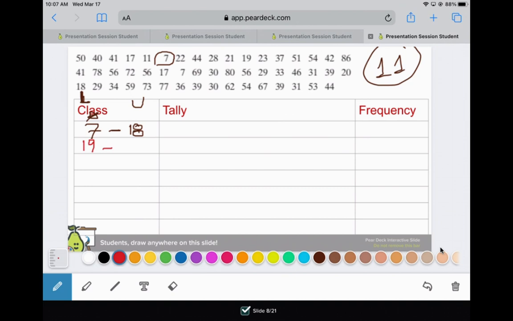Then I'm going to move on to the next one. I want to figure out my upper class, which is, I would add 11 again. So that would give me 30.